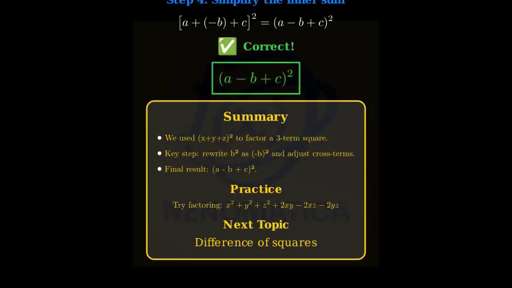For practice, try factoring x squared plus y squared plus z squared plus 2xy minus 2xz minus 2yz. The process is similar, and you'll get a nice factored form. In our next video, we'll explore another important identity, the difference of squares.